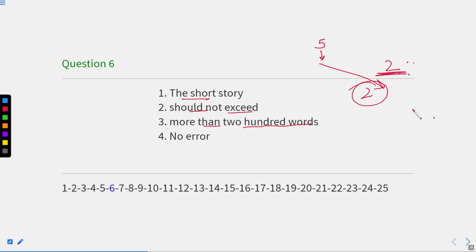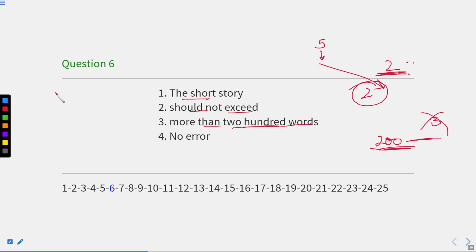Okay, if I say not exceeding 2, it means I cannot have 3 over there. And if I am saying that it should not exceed 200 words, it means there is a limit of 200 words. It means no more word can be written after 200 words. So this is only a limit.